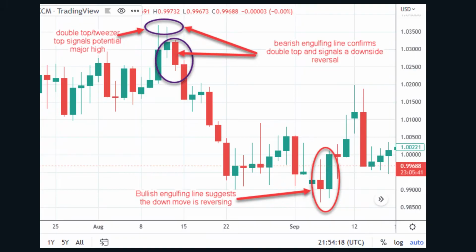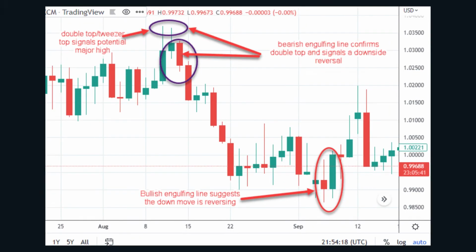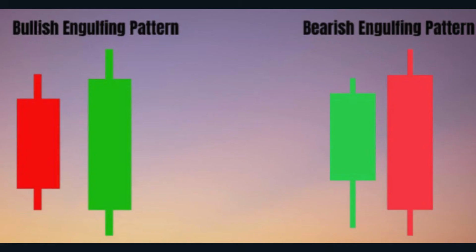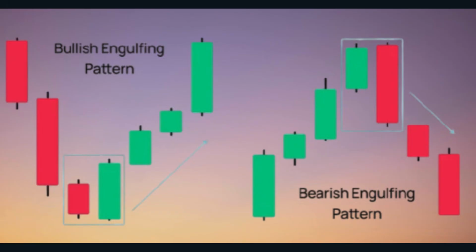Bullish and bearish engulfing lines signal trend reversals. In a bearish engulfing line, a red candle fully engulfs the previous green candle after an uptrend, showing sellers taking control. In a bullish engulfing line, a green candle engulfs a red one after a downtrend, signaling buyer dominance. These patterns suggest a possible change in market direction.